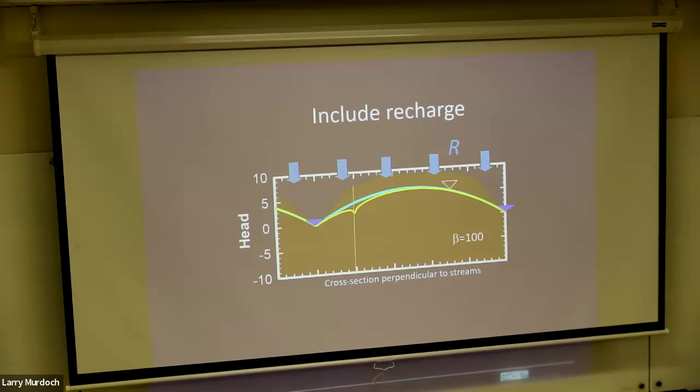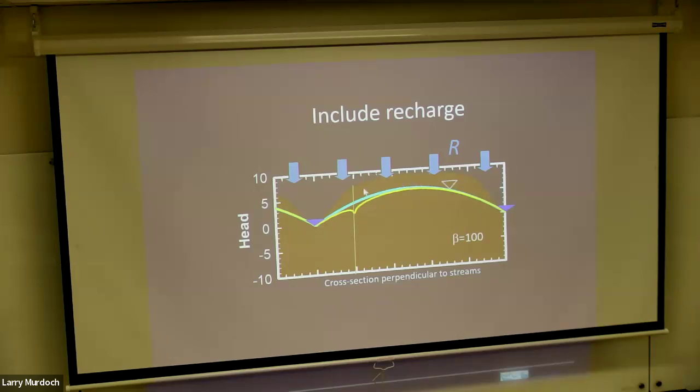And this is a simulation. So if we have now drawdown look like that, then you can see we've got a divide right here. There's a divide right here, right? The flow will go to the stream.